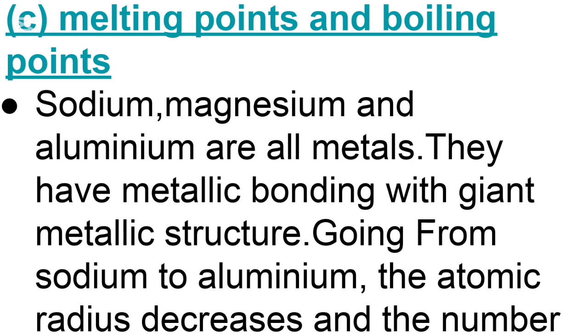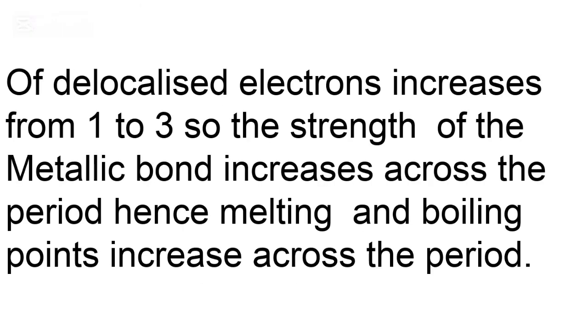Now, the next trend we are going to look at is the melting point and boiling point. Now, we begin with sodium, magnesium and aluminium. They are metals. They have the metallic bonding with giant metallic structure. Going from sodium to aluminium, the atomic radius decreases and the number of delocalized electrons increases from 1 to 3. So the strength of the metallic bond increases across the period. Hence, melting and boiling points increase across the period.